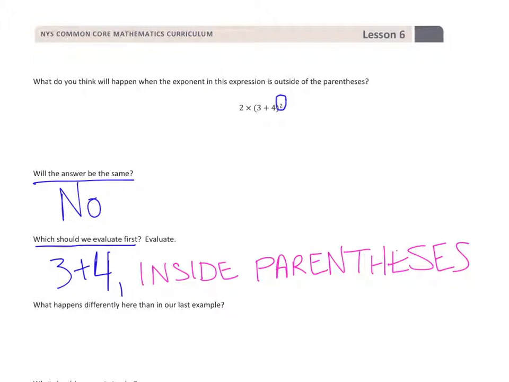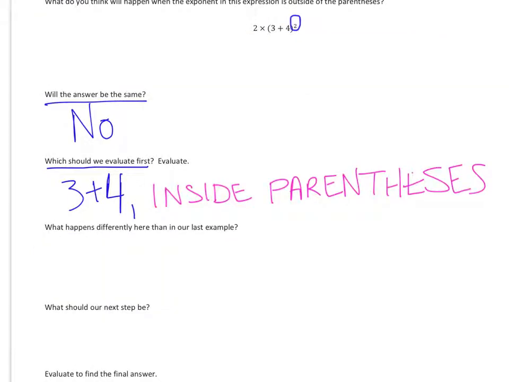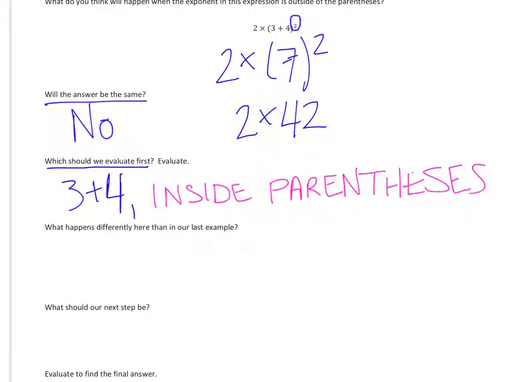So let's see what's going to happen a little differently this time. So we know we have to do the parentheses first. So we're adding 3 plus 4, which is 7. So let's rewrite our problem now that we've done that. So we have 2 times 7 to the second. So now we know that after parentheses, exponents always come next. So 7 to the second is 7 times 7, which is 49. So now we have this down to 2 times 49. Not 42. 49. 2 times 49 equals 98.